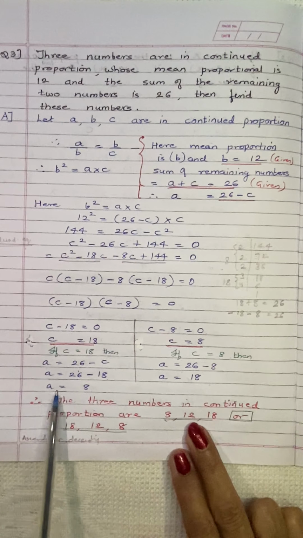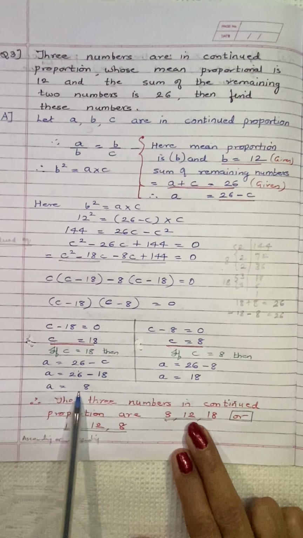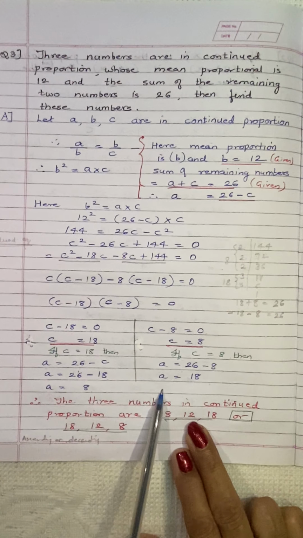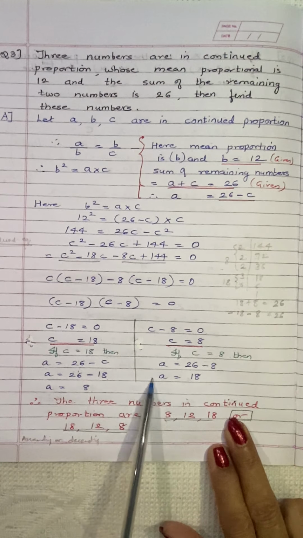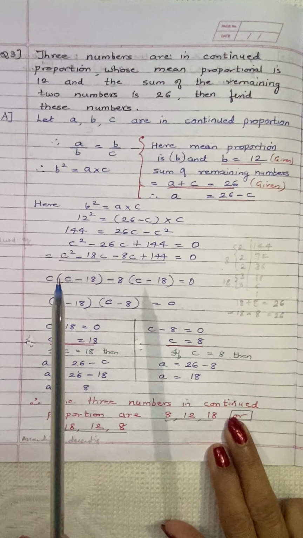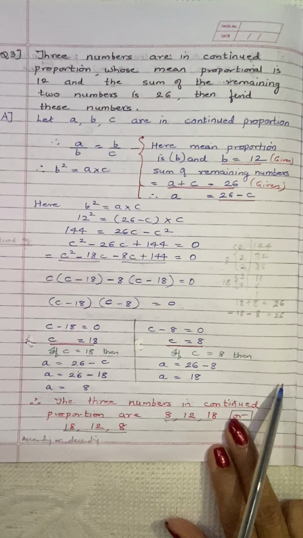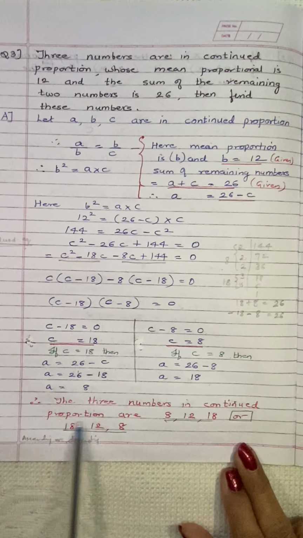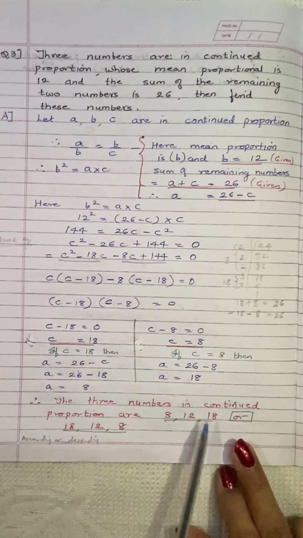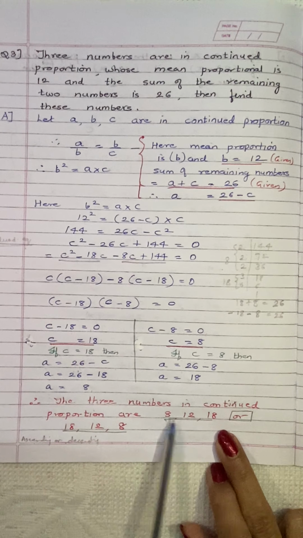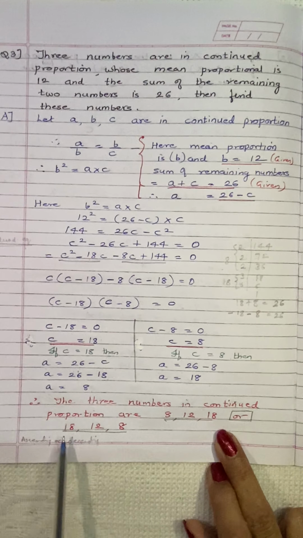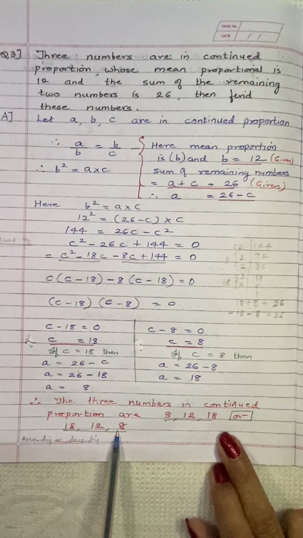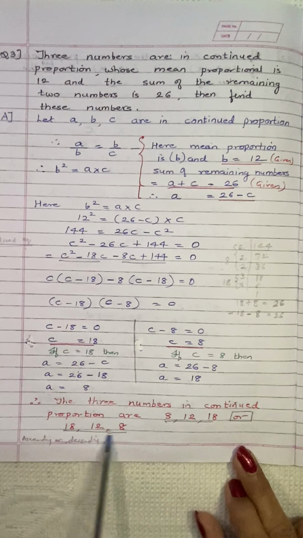This means if it is in ascending order, then A will be 8, B will be 12, and C will be the leftover number. Then if it is in descending order, then A will be 18, B will be 12, and C will be the smaller number. Therefore the three numbers in continued proportion are 8, 12 and 18, because 26 minus 8 is 18, and here 18, 12 and 8. So ascending or descending order.